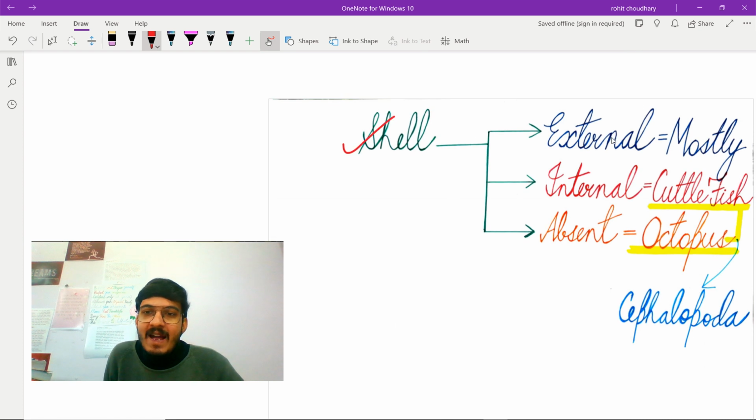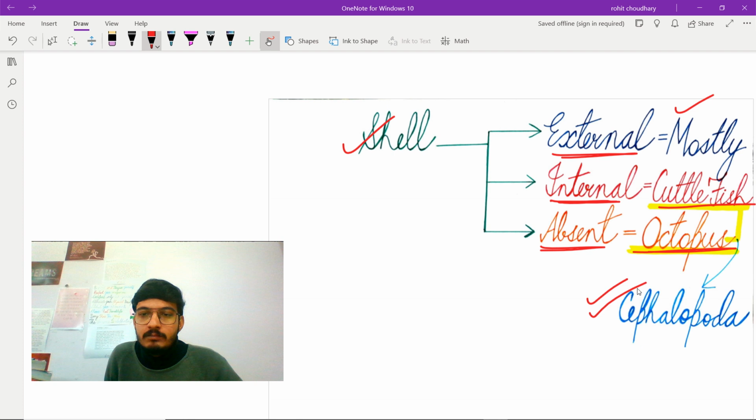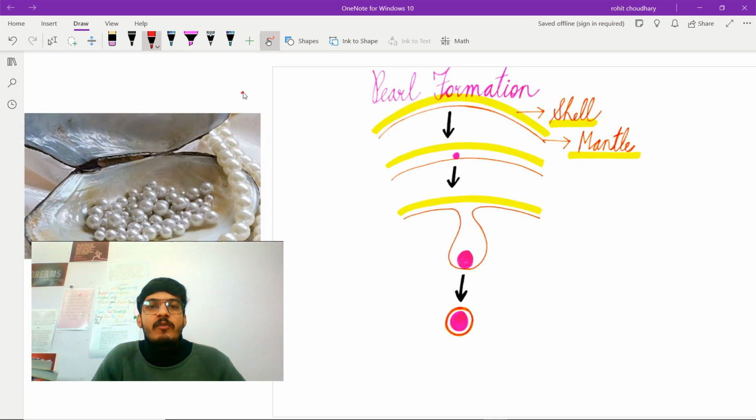The shell can be external. Mostly it is external, but it can be internal as well. An example is cuttlefish, and the shell is absent in the case of octopus, and octopus belongs to class Cephalopoda. In octopus, the foot is situated on the head. Study how the formation of pearl takes place.